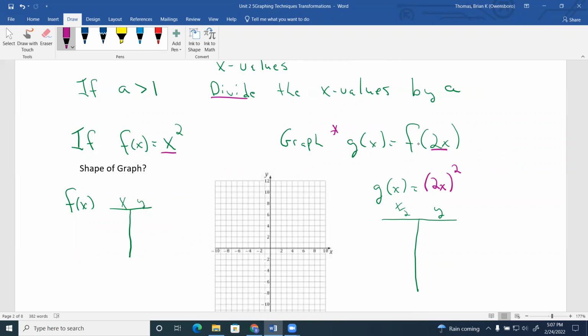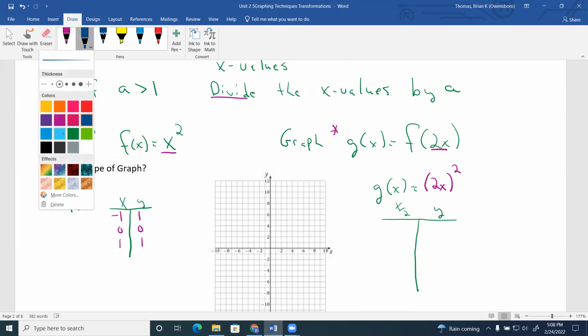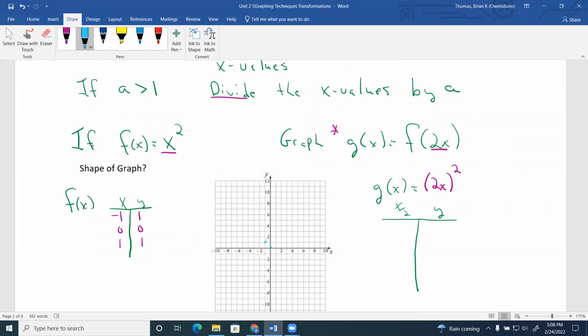So when we graph x squared, remember this is a parabola. So again, I like to use the -1, the 0, and the 1 as my x values. I would get a 1, a 0, and a 1 for my y values. So when I sketch my parabola, I have this -1, 1, this 0, 0, and this 1, 1. So again, I'm going to just try to use a dotted line, make a sketch of it.